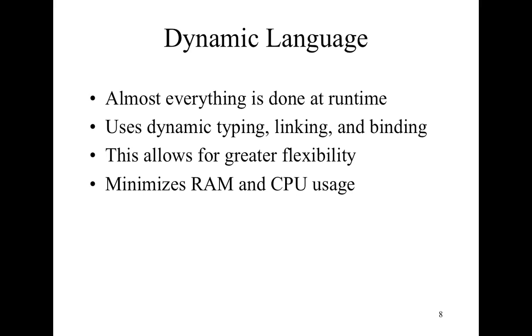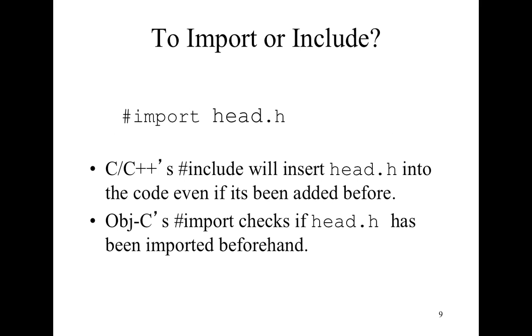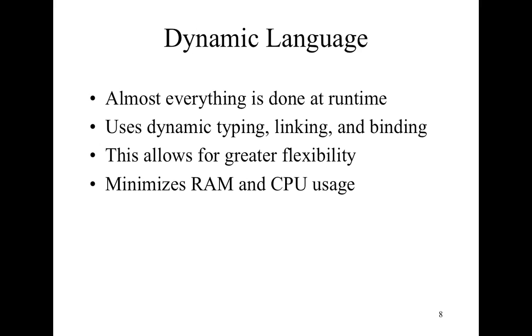And everything is done dynamically, so it's a pure dynamic language. Almost everything is done at runtime. Uses dynamic typing, linking, binding, and allows for greater flexibility, maximizes RAM and CPU usage. Can you possibly imagine why this would be the case? We have one programming environment, Xcode, that makes one compiled program that gets installed on a first generation, a second generation, a third generation. And I could take it and install it on an iPad mini. When did that exist? Not so long ago.